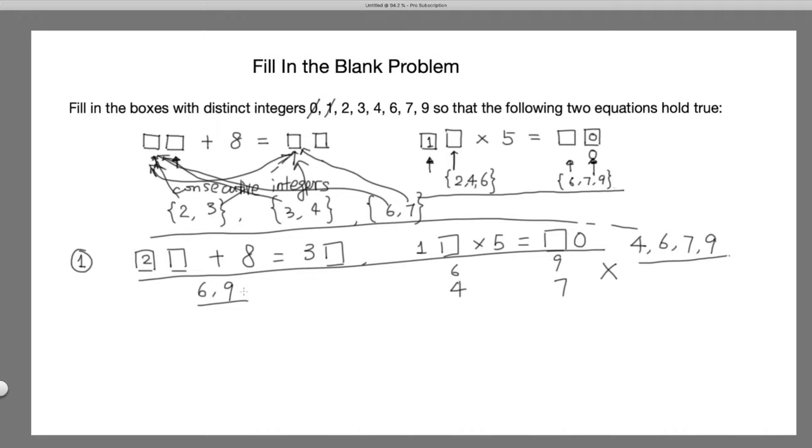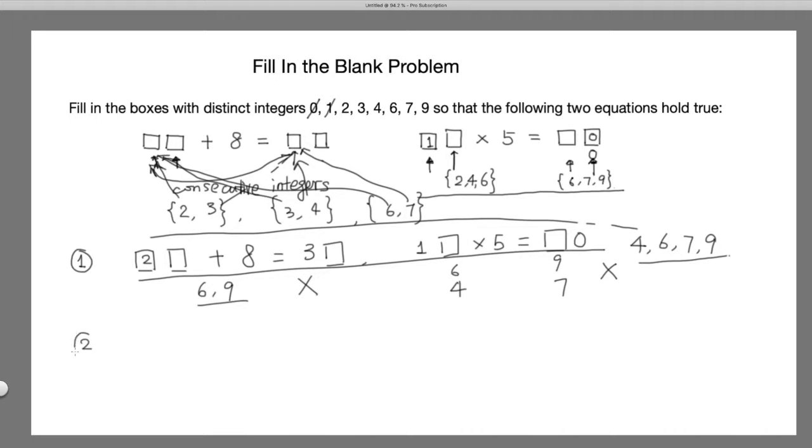And that's also impossible. Actually, you can see from this, because this is going to be a 2 something plus 8. So if this is odd, this has to be odd. But using 6 and 9 or 4 and 7, it cannot be, one is odd, one is even. So this is impossible. Okay?